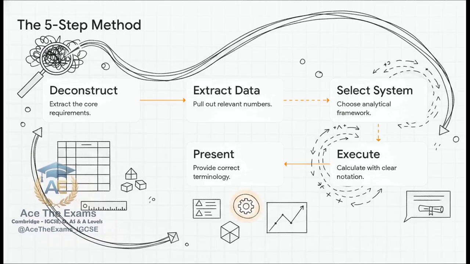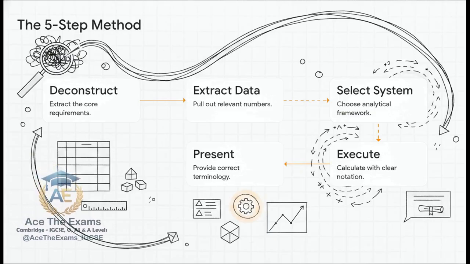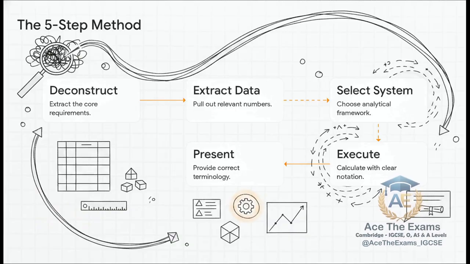When you get a massive scenario question on fiber optics, step 1 is to deconstruct the question. You have to decode the command words. Does it say identify, describe, or evaluate? Step 2, pull out the relevant numbers and constraints. Step 3, choose your formulas or logic principles.